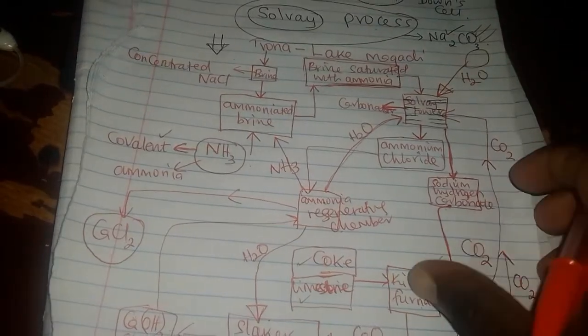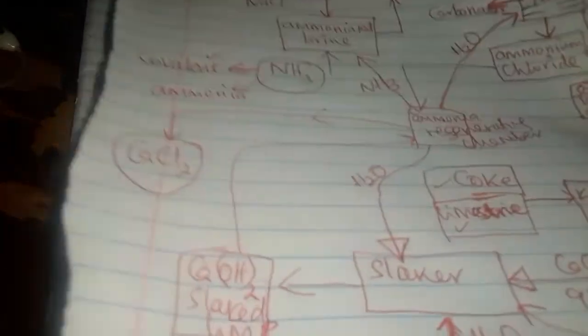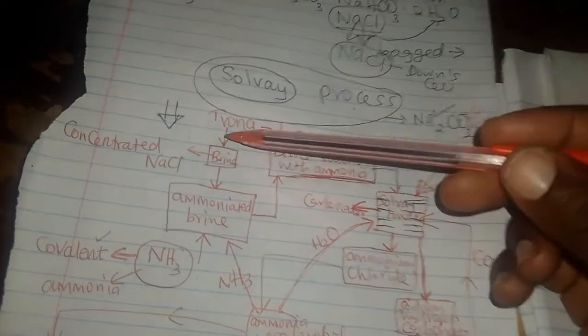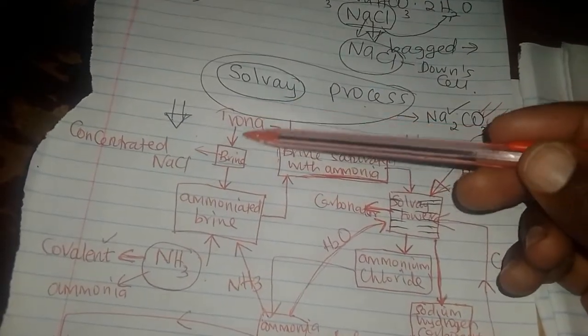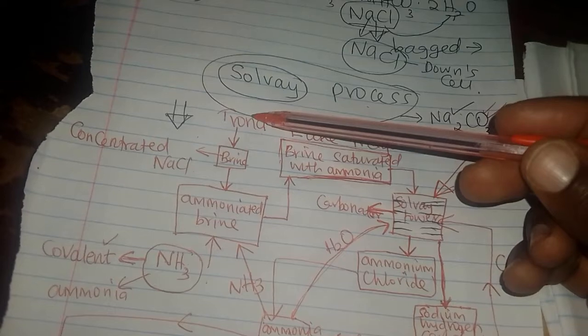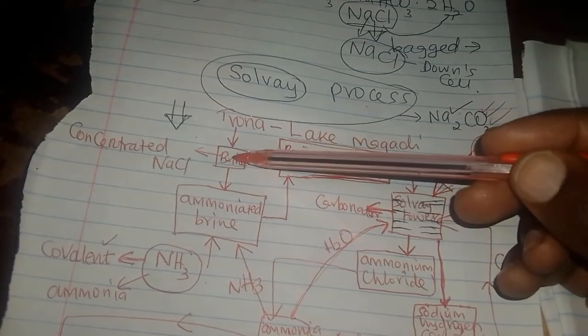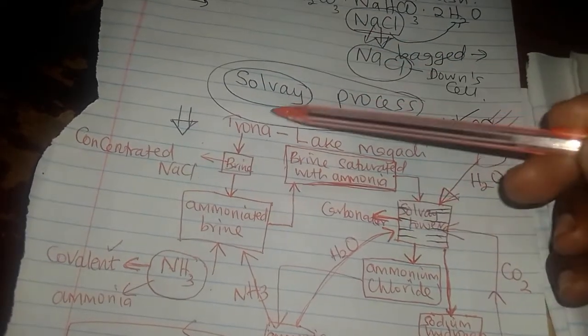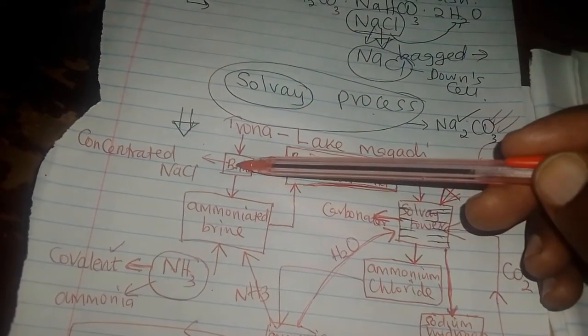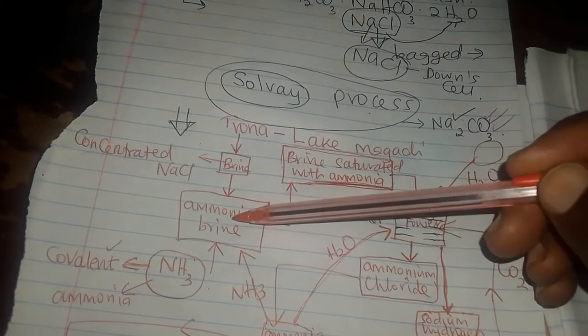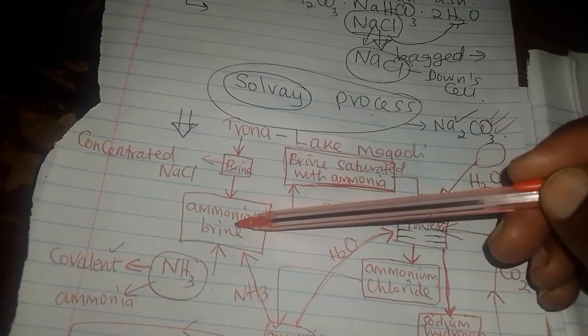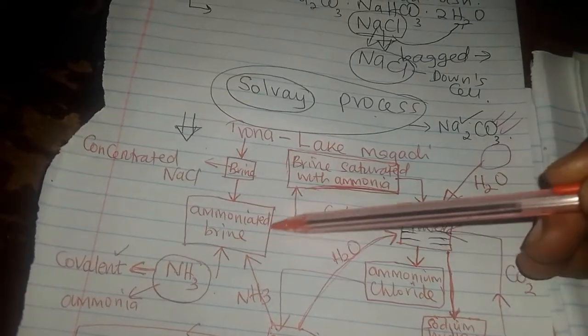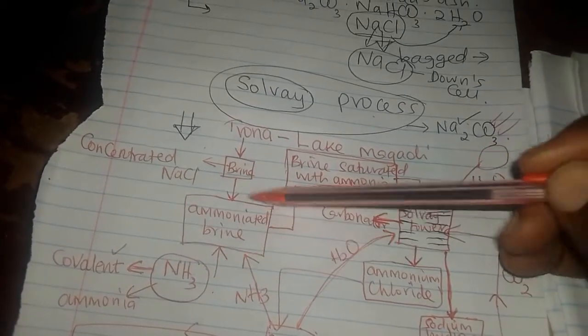But I'm going to be very descriptive and very brief in as far as explaining this process is concerned. So let's begin from this point. We have Trona. The Trona can be a very good source of brine. I've told you brine is concentrated sodium chloride. When the brine is here, it can get introduced into this ammoniacal chamber or ammoniating chamber. This chamber is called the ammoniacal chamber or ammoniating chamber.